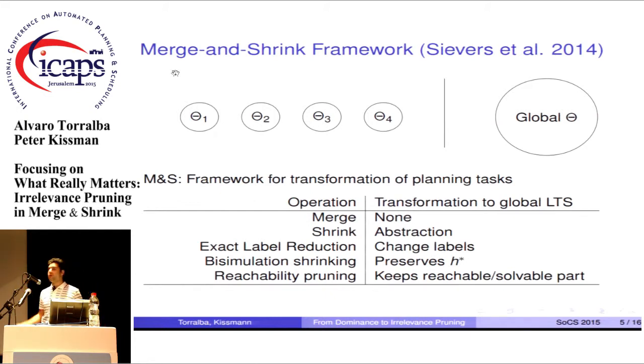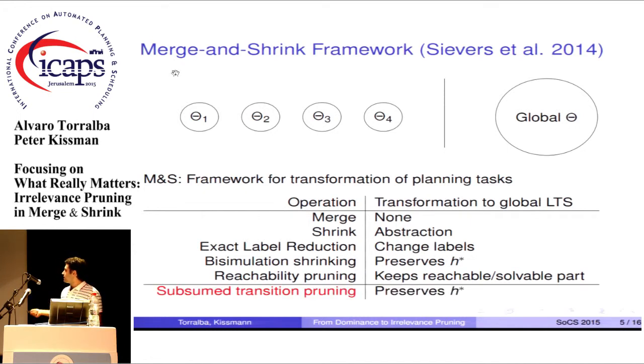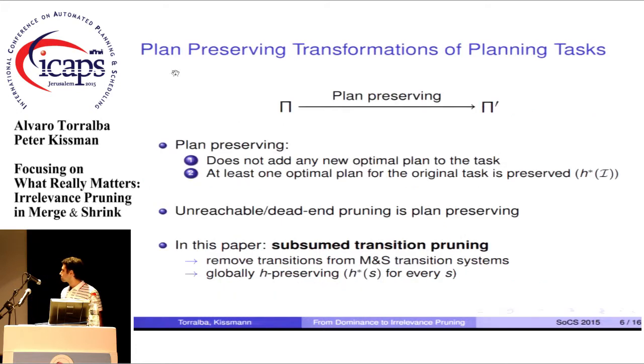So basically what we are going to do here is define a new transformation that is not tailored to generate abstractions, but for something else. This transformation removes transitions from each individual transition system. This means that we are going to be removing transitions in our state space, but it has the guarantee that it's going to preserve the optimal heuristic value of every state in our state space. So basically, it's going to preserve the goal distance for every state.